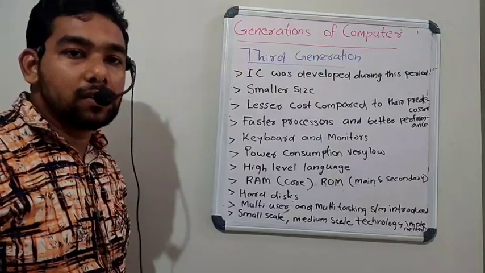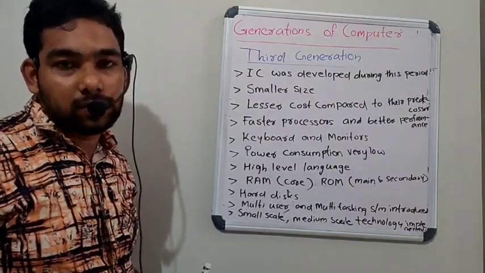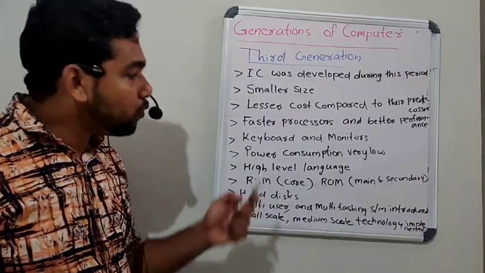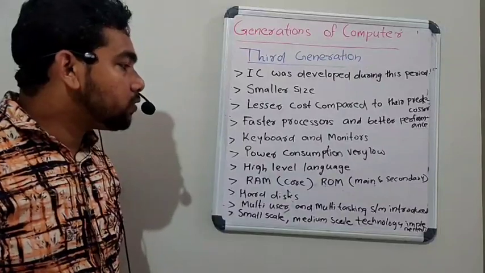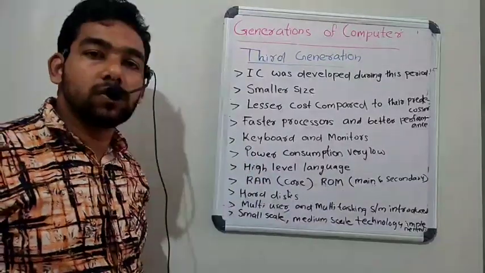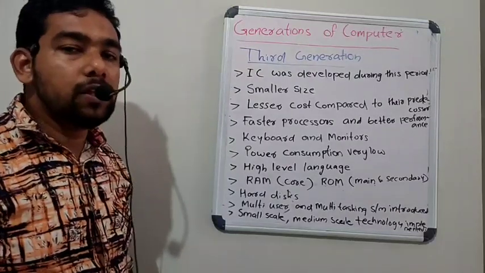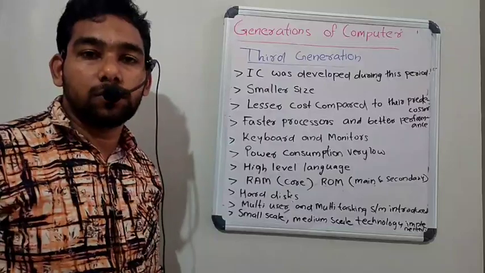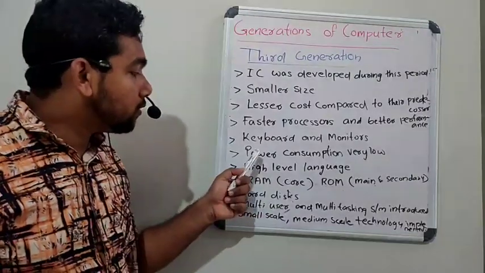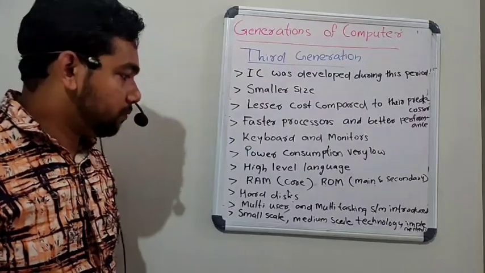In this generation, the computer can easily work with the operating system, and we can use keyboards and monitors. Also, power consumption is very low. In the first generation, power consumption was high. So in the second and third generation computers, power consumption is very low.